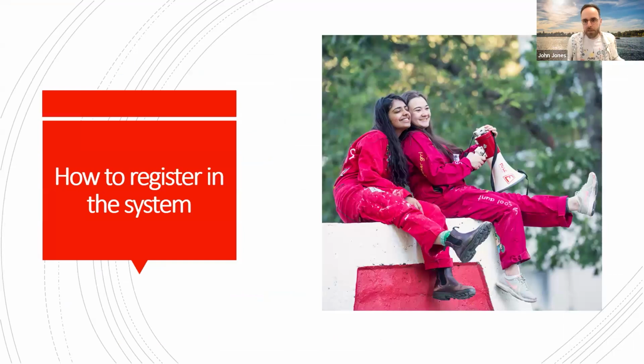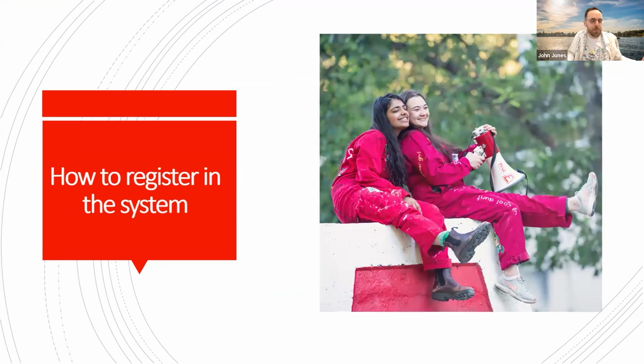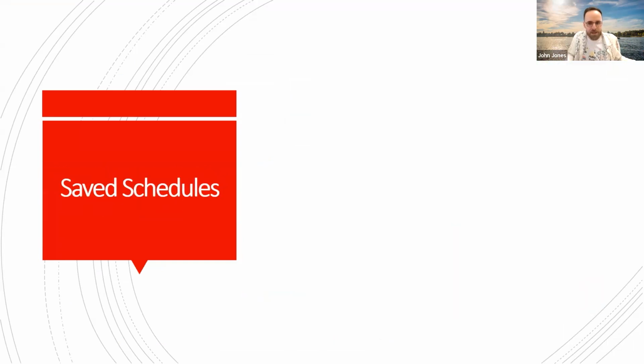So key parts here are how do we actually go about registering in the system once we get through all of these pieces. So we have our registration time open, or maybe we're just trying to prepare for that registration time. How is this going to work? And we're going to start with that preparation piece, the saved schedules. So saved schedules is something you can start to do anytime from now.